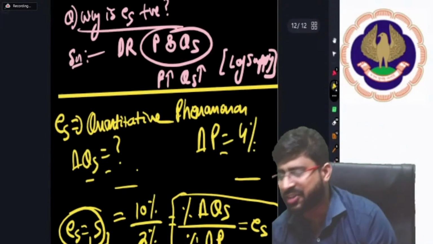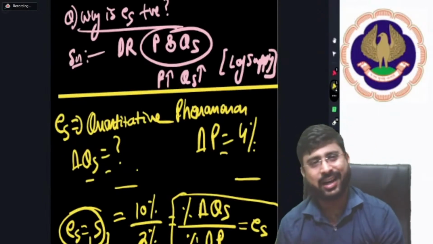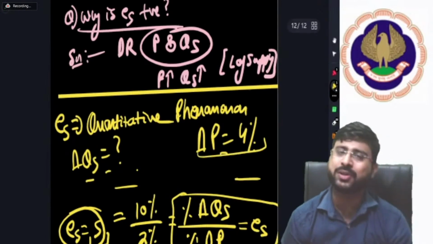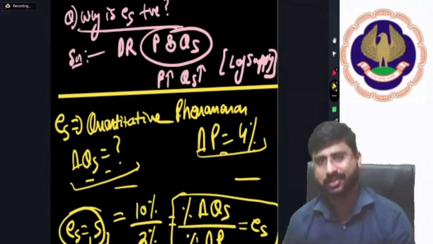Answer me. I'm waiting for your answer. Next question. Answer this: if price is changing by 4%, by how much will quantity supplied change? Come on, friends. Answer this.